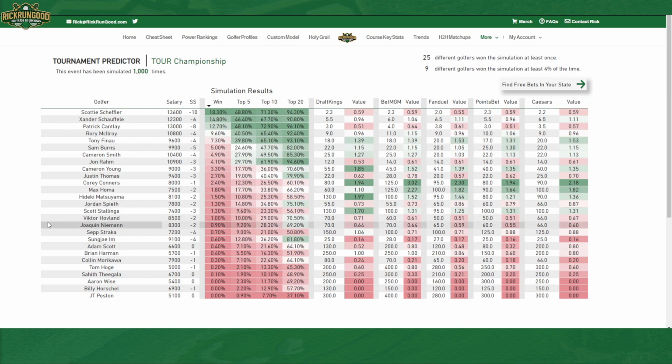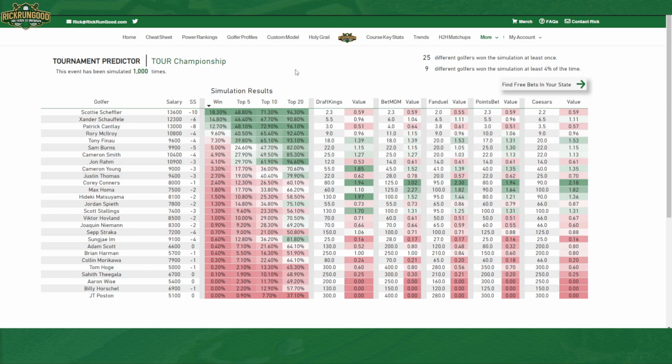So I use this to try to find things that stand out to me. For example, this is a really good example: Sung J M down here. Sung J M did not win the simulation very often, less than 1%. But where he did stand out was he was much better in top 5, much better in top 10, and much better in top 20 than a lot of his peers around here. And that's noteworthy. And that actually ended up being the case. I think Sung J M finished in a tie for second. He was phenomenal. He was one of the best players of the week, but he didn't win. And that's kind of the idea around this simulator.